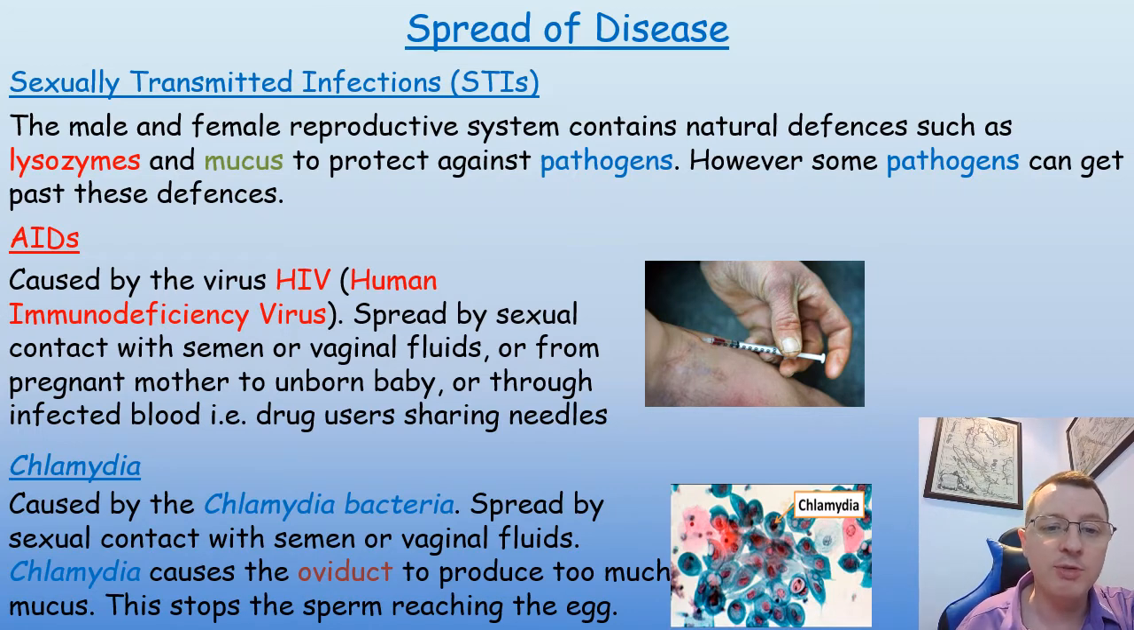Or HIV could be spread through infected blood that you may have got as a blood transfusion in a hospital, or more commonly through drug users sharing needles. A different sexually transmitted infection caused by bacteria is chlamydia, and this is spread through sexual contact with semen or vaginal fluids. Chlamydia causes the vagina or in fact the oviducts, the fallopian tubes, to produce too much mucus, and this will stop the sperm reaching the egg and can cause the lady to become infertile.